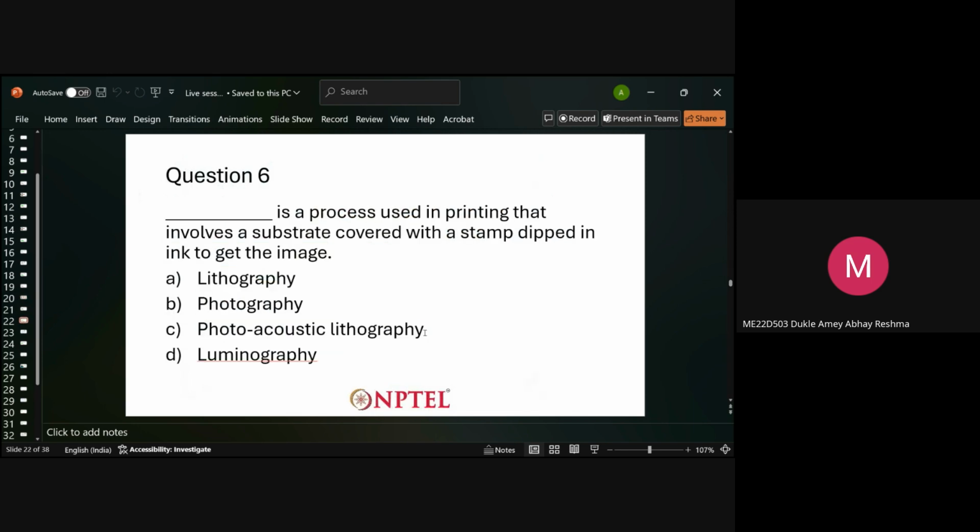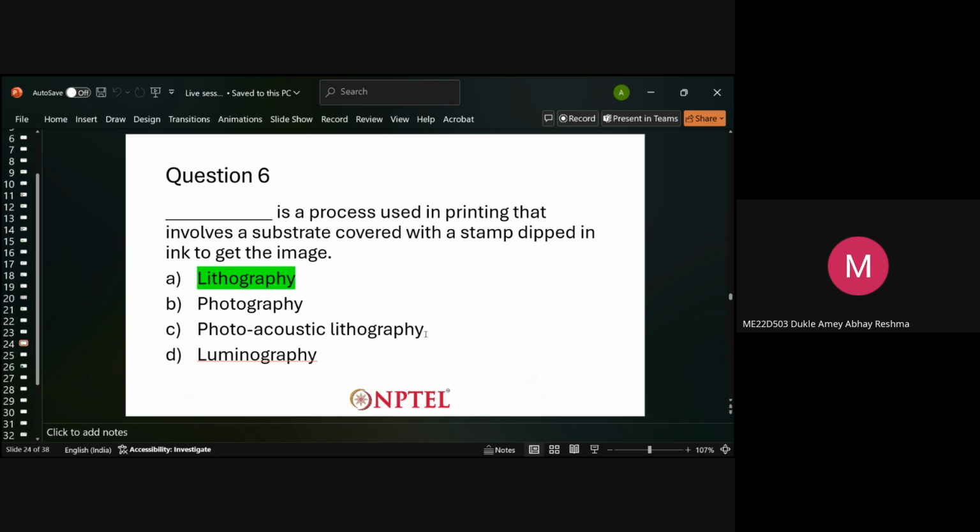Yeah, so since in nanoplates and nanosheets two dimensions are more than the nanoscale, we call them 2D nanomaterials. Dash is a process used in printing that involves a substrate covered with a stamp dipped in ink to get the image. Lithography, photography, photoacoustic lithography, luminography. The answer is lithography. So basically, in lithography, you have a stamp or something. It is a very old process. It is derived from the Greek word lithos, which is stone, and graphy means painting. So you use the stone, you dip ink over it, and then you stamp it wherever you want to, and then you get the image. So that is what lithography is.